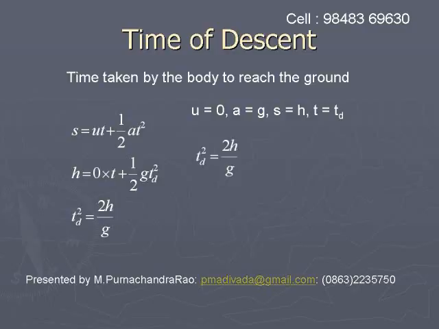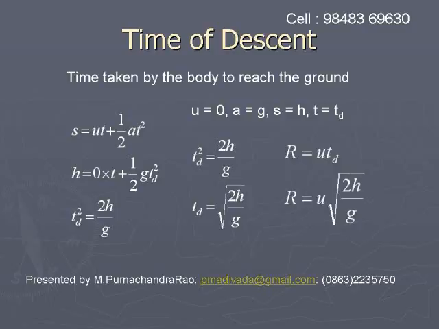Td square is 2h by g, therefore td is equal to square root of 2h by g. By this time, the horizontal distance travelled will be obtained from the relation r is equal to u into td, because u is the horizontal velocity and td is the time for which it has travelled.